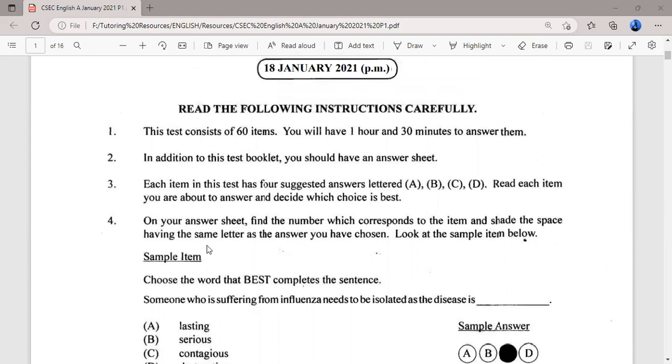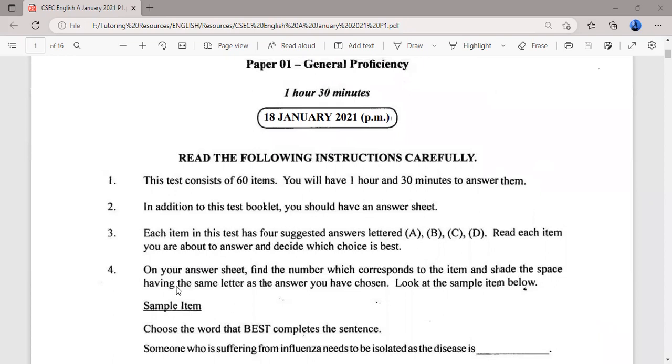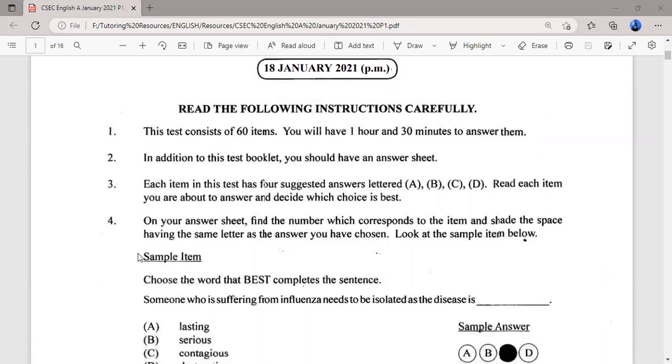So it reads, read the following instructions carefully. As you can see, you have 1 hour and 30 minutes to complete it. This test consists of 60 items. You'll have 1 hour and 30 minutes to answer them. In addition to this test booklet, you should have an answer sheet. During the exam, you will be given an answer sheet, so don't worry about that.